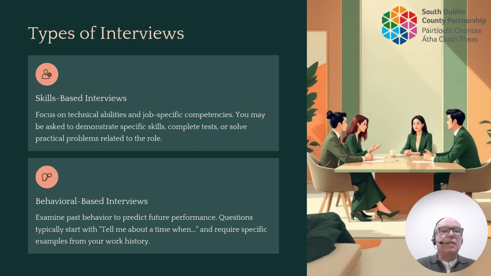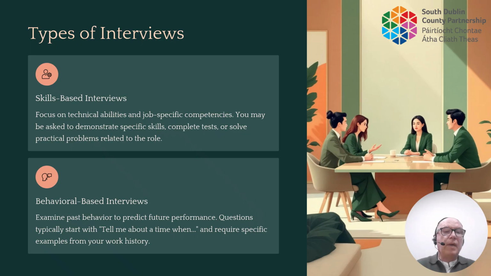So, number one, you have your skills based interviews, focusing on technical abilities and job specific competencies. You may be asked to demonstrate specific skills, complete some tasks, and solve practical problems related to the role. As I said, these are very common nowadays because a lot of our organizations want to ensure that even if someone has the qualifications, it doesn't necessarily mean that they actually have the skills required to do the roles that they are looking to have people fit into. So having the capacity to actually test that skills base is very important. Skills based interviews are very commonplace, and it is synonymous with job seekers nowadays.